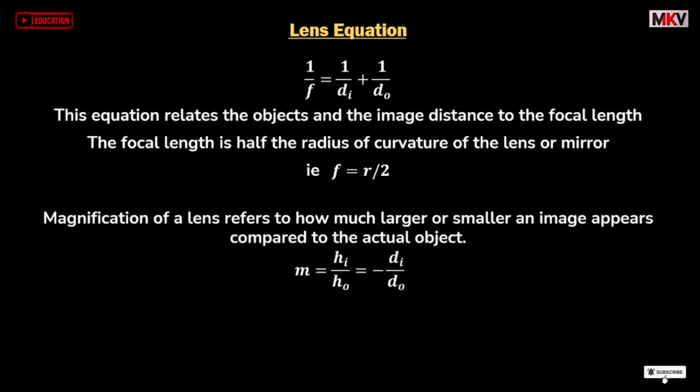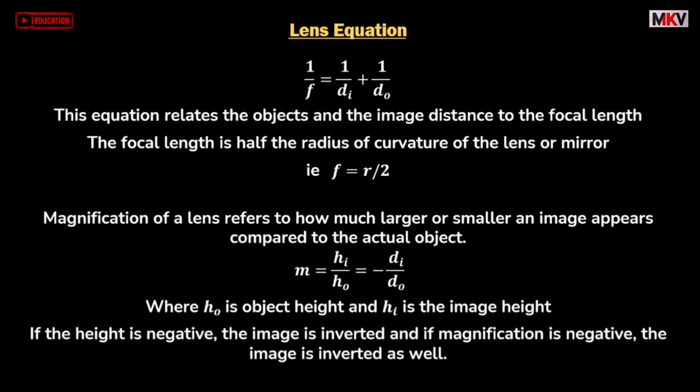Now, magnification of a lens refers to how much larger or smaller an image appears compared to the actual object. After an image is formed when an object is placed in front of a mirror or a lens, we compare the image size to the object size, or the image height to the object height. The difference in this gives the magnification of the image. Therefore, magnification is equal to image height over object height, or minus image distance over object distance.